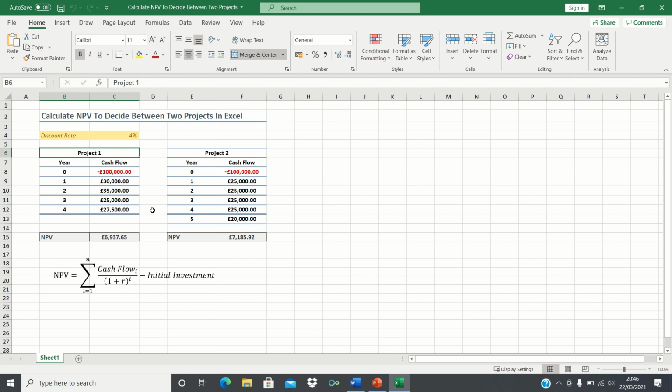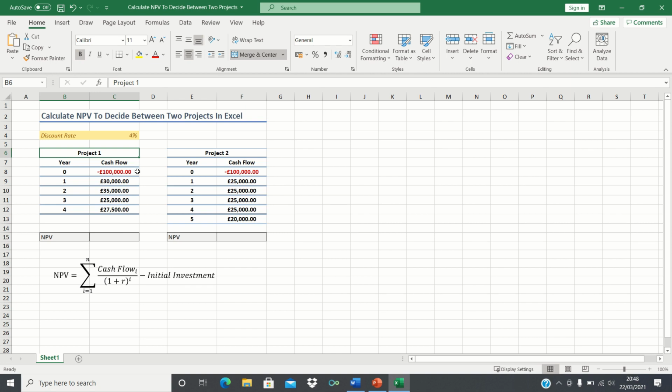To account for the time value of money, the NPV formula uses a discount rate, which can be calculated in several ways. In practice, a company may calculate this discount rate using the expected return of other projects with a similar riskiness. In our example, we have two projects that a company is thinking of investing in.